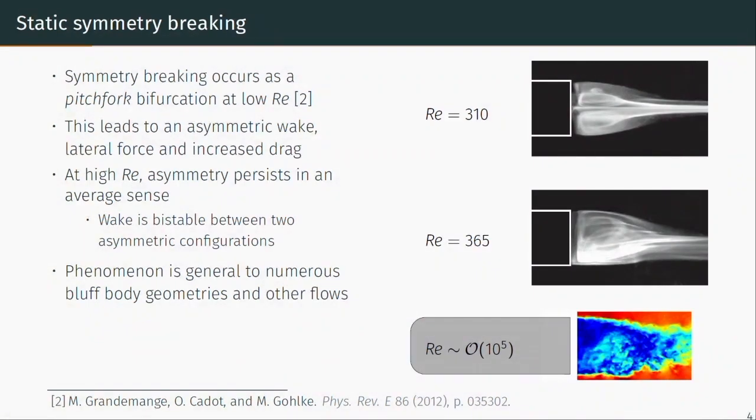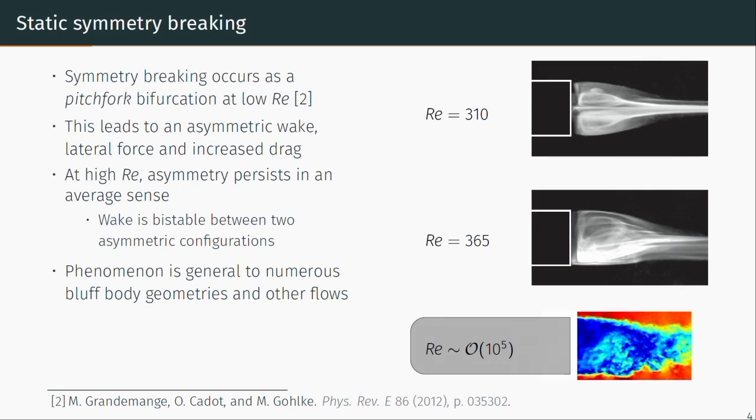But what's important to note is that this asymmetry, although it's clearly visible at these very low Reynolds numbers, when we go up to the high turbulent Reynolds numbers that are typical of real road vehicles and for our experiments, this asymmetry persists in the flow. So this is a static PIV snapshot of our wake at Reynolds 10 to the 5. And you can see this same asymmetry persists, which leads to an average lateral force on the body, and we believe is responsible for part of the drag that the body experiences.